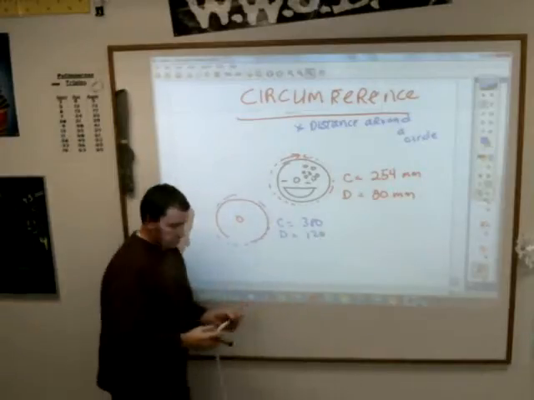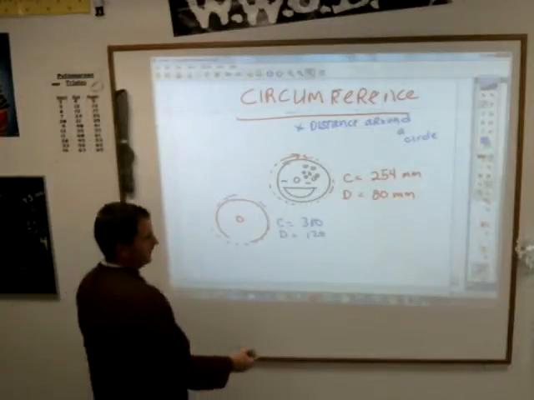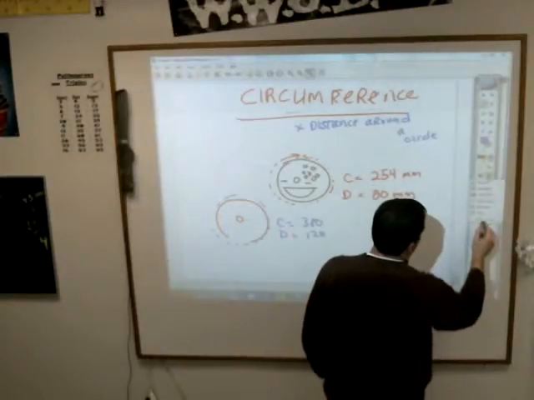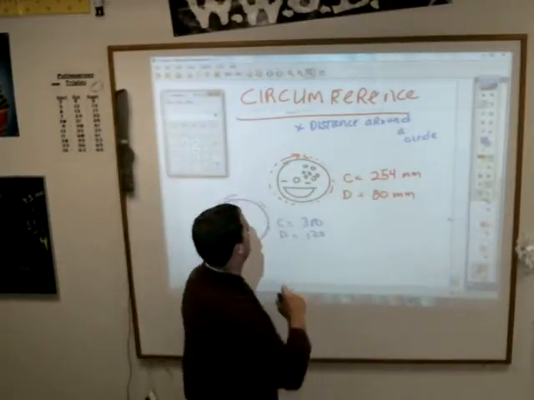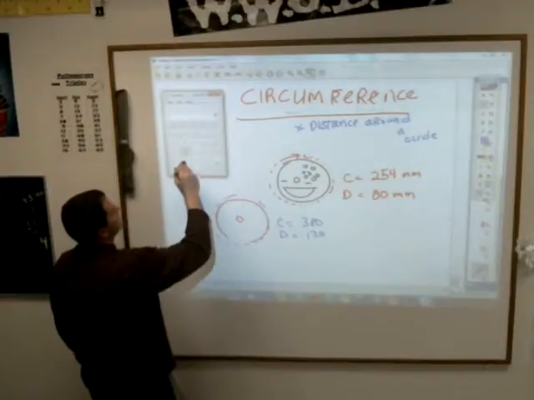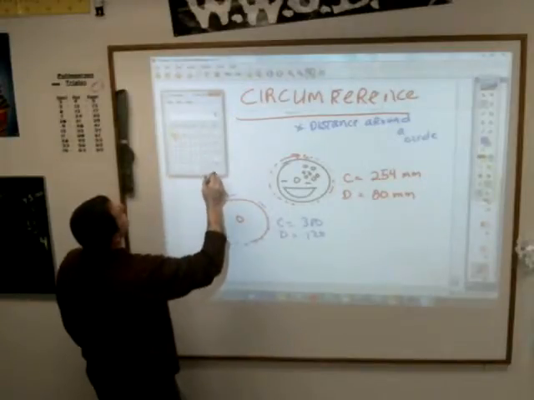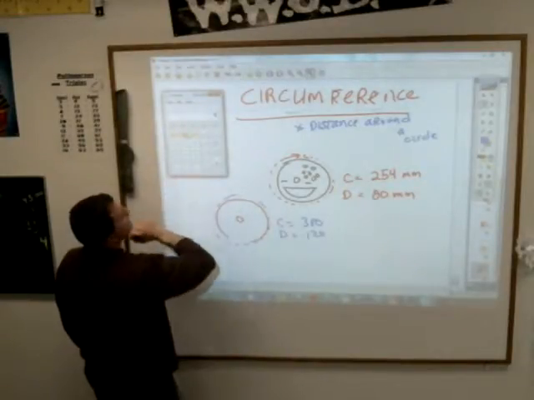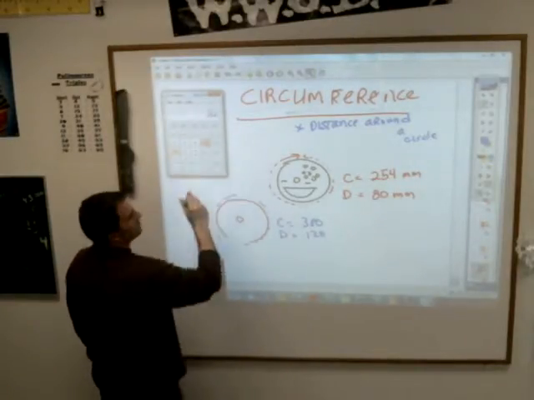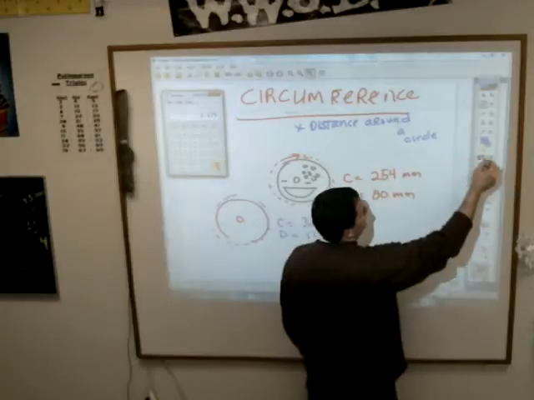Now we could spend all day measuring and doing this, but we don't need to. Some guy did this and decided that if, and I'm going to pull up my calculator because I don't feel like doing the math. Some guy figured out that if you take the circumference of a circle and divide it by the diameter of the circle, if you take 254 and divide it by 80, I get 3.175.